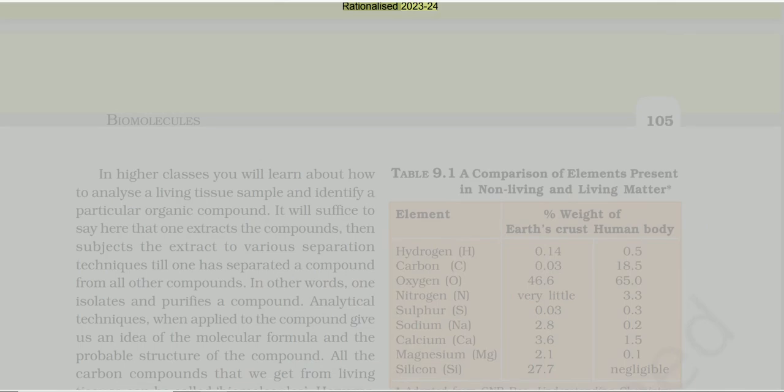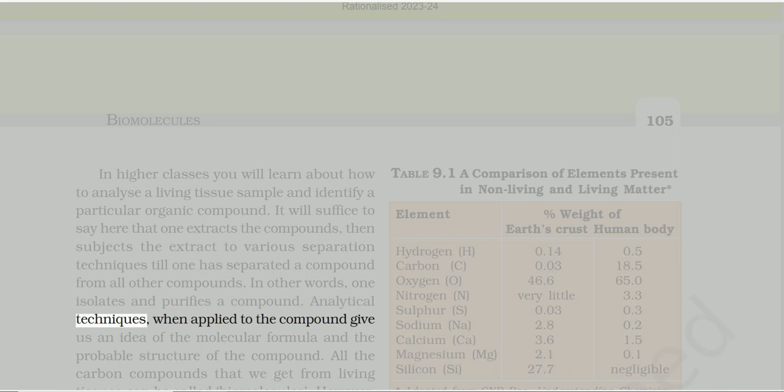Biomolecules. In higher classes you will learn about how to analyze a living tissue sample and identify a particular organic compound. It will suffice to say here that one extracts the compounds, then subjects the extract to various separation techniques till one has separated a compound from all other compounds. In other words, one isolates and purifies a compound.